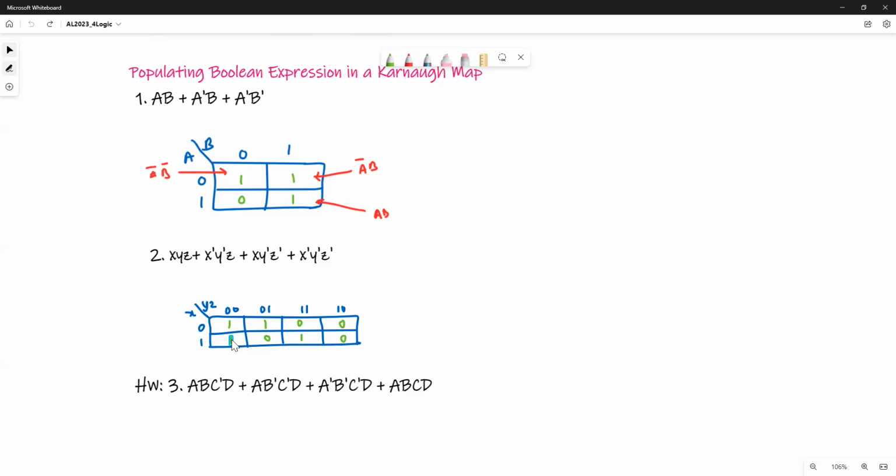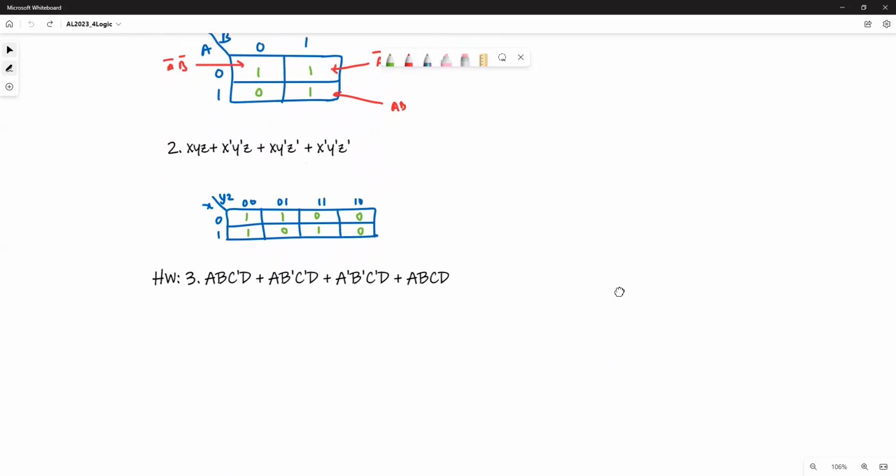Last one, x bar, that is 0, y bar, z bar, again 0, 0. So here we have 1. So you can see 4 ones here, all the other terms are missing, so we can fill with 0. Right, this is where we have stopped.